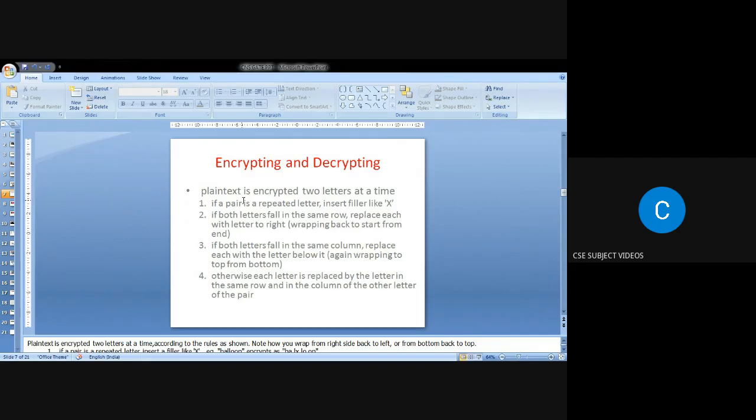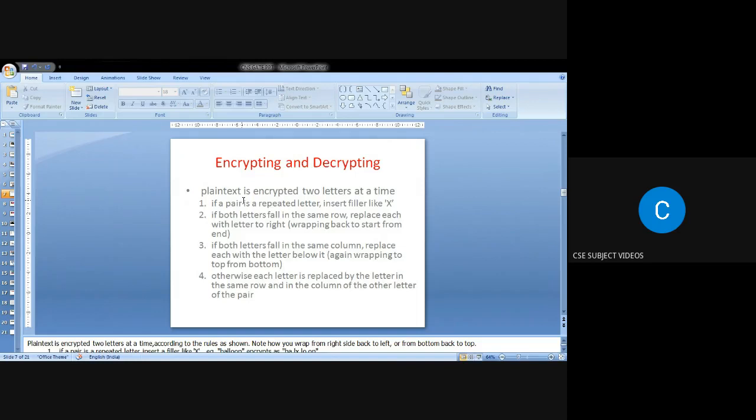If it is not a repeated letter, there is no issue. But if both the letters in a particular pair are the same, we have to insert a filler letter X. Next, we go on to how we encrypt it.